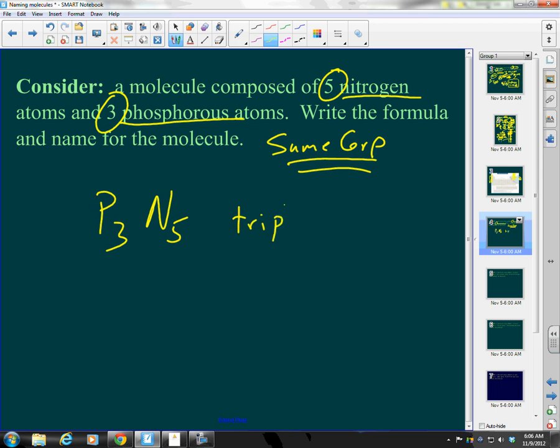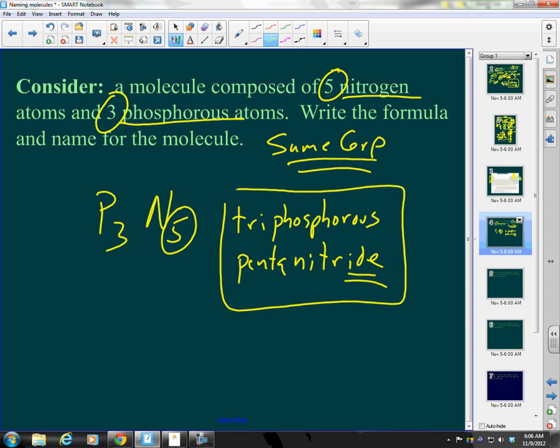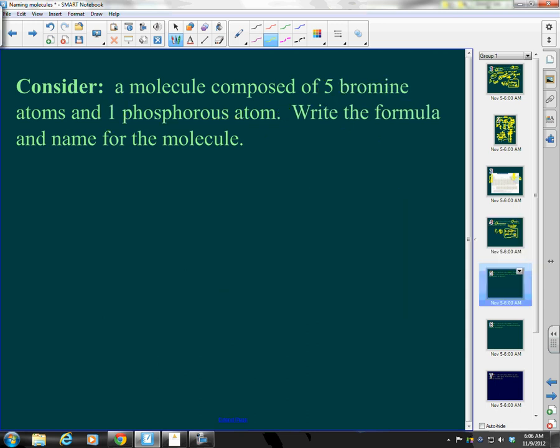So it's tri-phos for, well, do I put a prefix on it? No. Phosphorus. And then what? I have 5, and so that is a penta nitride, right? Triphosphorus pentanitride. Good. All right, going forward, you all do this one.